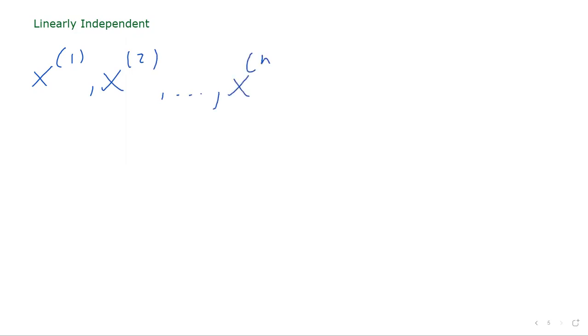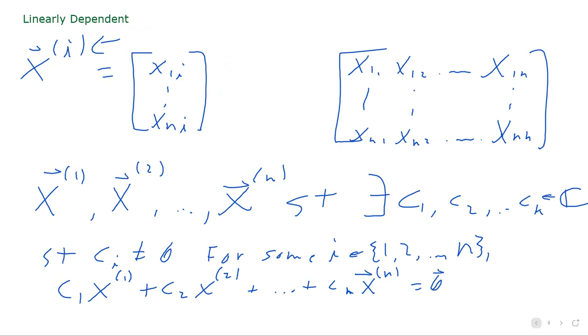Next one is our idea of linearly independent. So we're going to have the exact same setup for this, but almost. So it's going to be our x1, x2, and so on. And back here, I should have had arrows on all those too, because they're vectors.